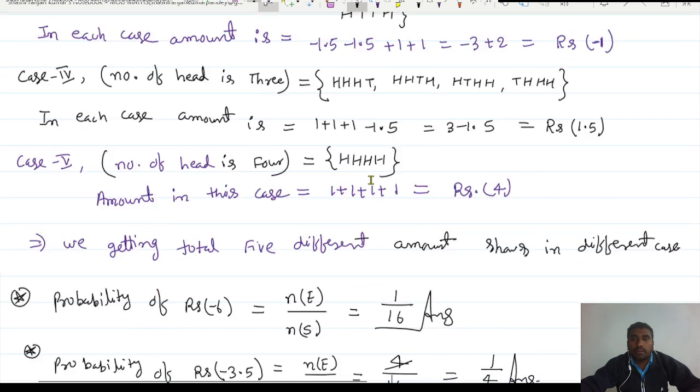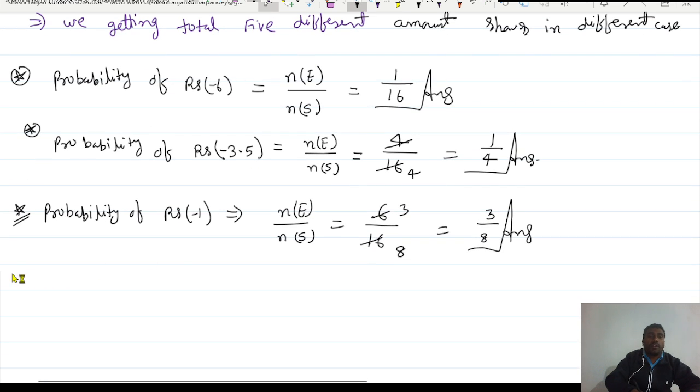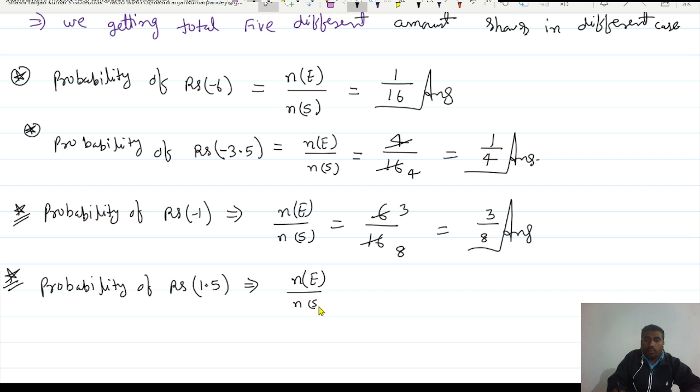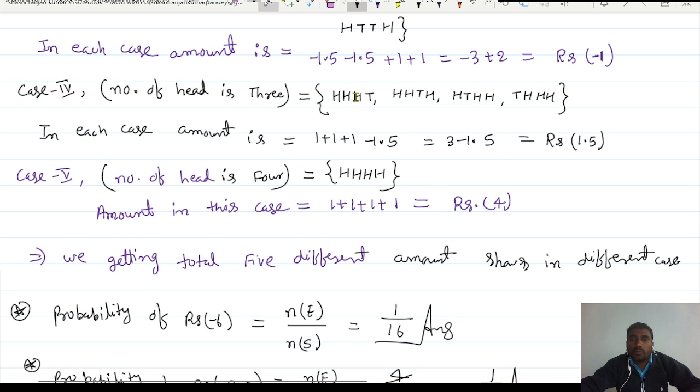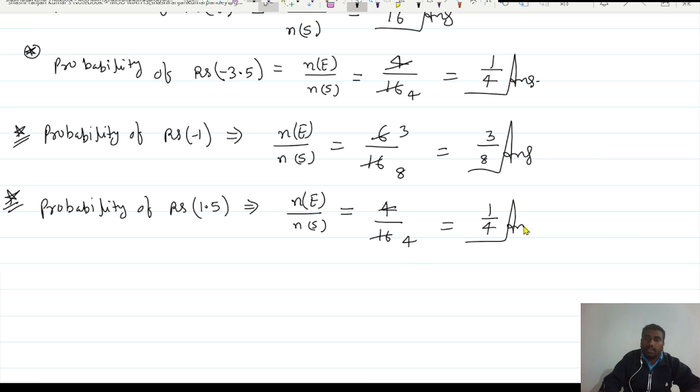Next, the fourth case, that is 1.5. So the probability of getting 1.5 rupees, again the same formula, Ne upon Ns. How many cases are in favor of making 1.5 rupees? That is 1, 2, 3 and 4. That is 4 upon 16. We can cancel 4 times, and we are getting 1 by 4 as our answer.